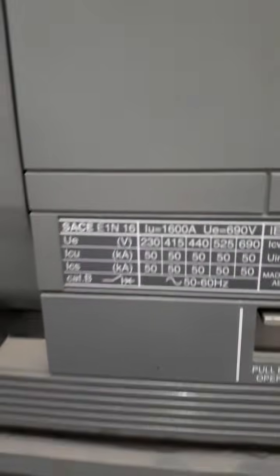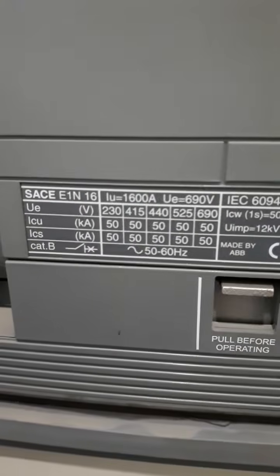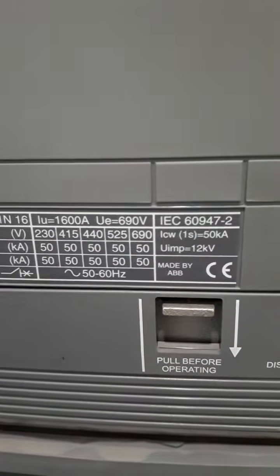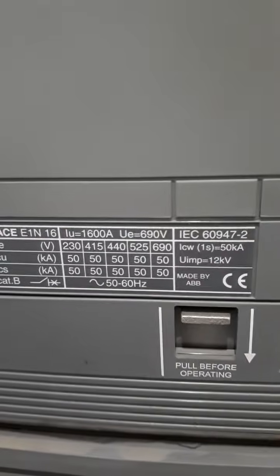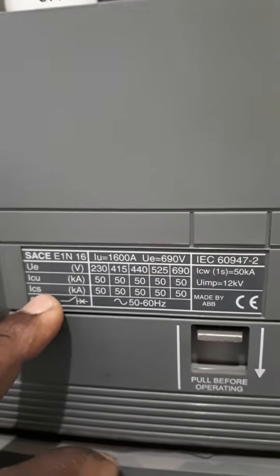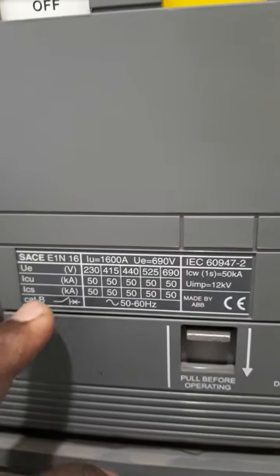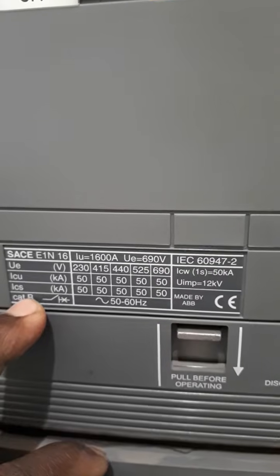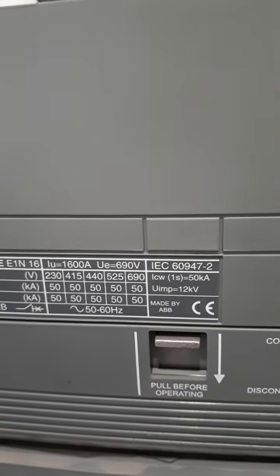Okay, this is the circuit breaker. This is the nameplate detail. The rated amps is 1600 amps and voltage 690 volt. This is the short circuit rating. Breaker category is B. Okay, and operating frequency is 50 to 60 hertz.